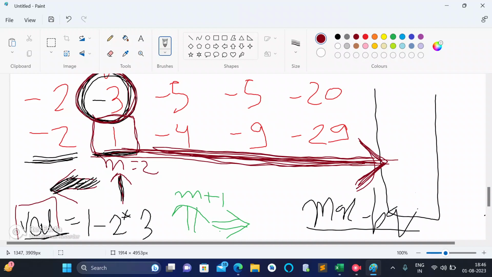are changed by -6. That is, we will decrement -6 from all these values. So our prefix sum becomes 1 minus 2 into 3, that is -5.